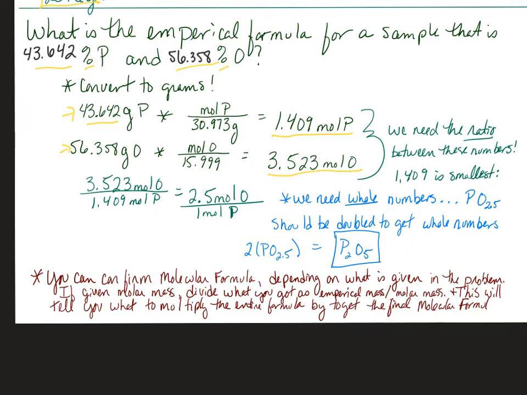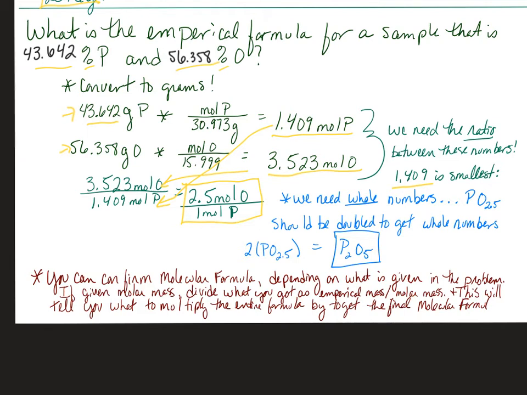Just like we did before, we have to figure out what our ratio is. We look for the smallest number, and that is moles of phosphorus. So that's what's going to go on the bottom now. So 3.523 moles of oxygen, see how I did that here, and this number came from here, is divided by 1.409 moles of phosphorus. And what I get is something that can be confusing sometimes, because you ended up with a ratio of 2.5 moles of oxygen for every 1 mole of phosphorus.